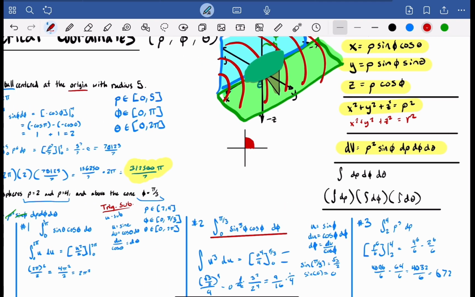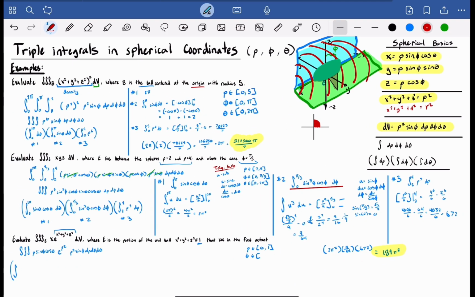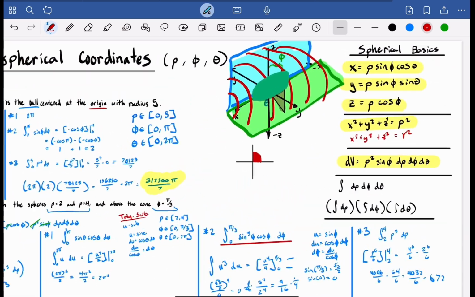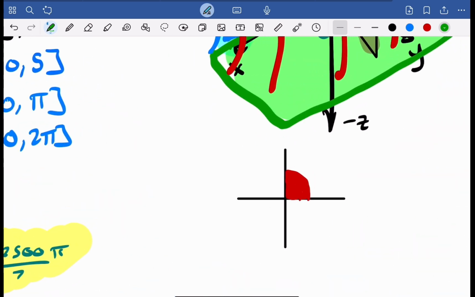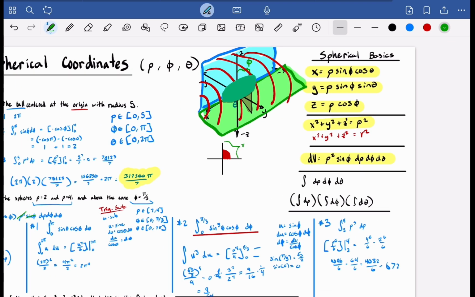Right, so there you go. We've defined what the first octant was, and if you were to think about that in terms of phi, what we would have here is phi extending all the way down to the y-axis, which I'm going to define as pi.